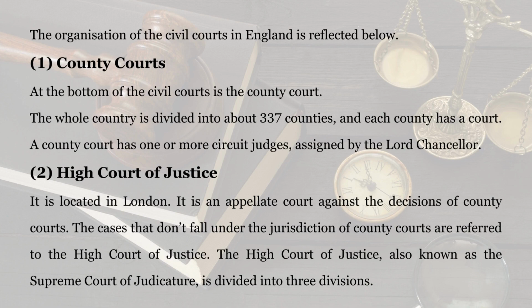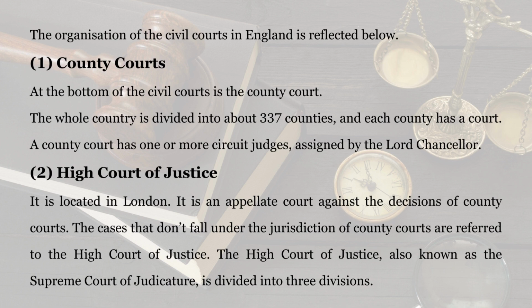1. County courts. At the bottom of the civil courts is the county court. The whole country is divided into about 337 counties, and each county has a court. A county court has one or more circuit judges, assigned by the Lord Chancellor.